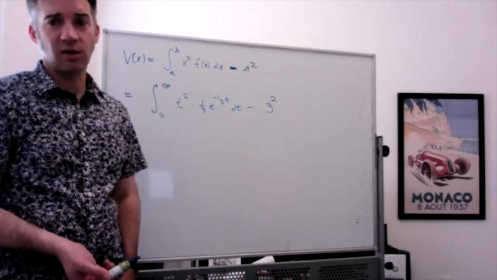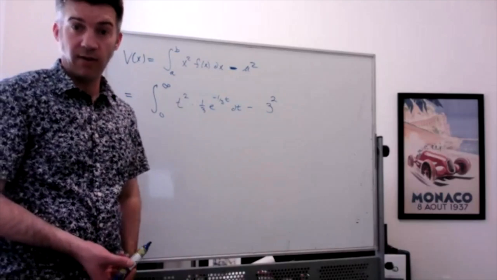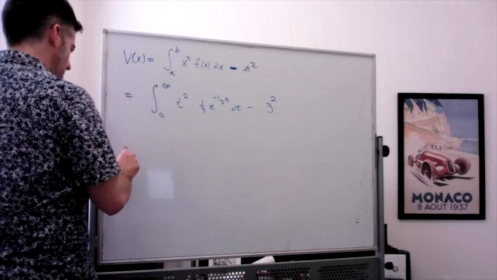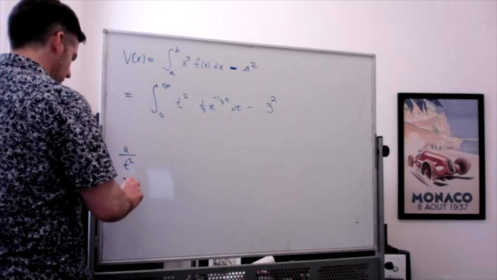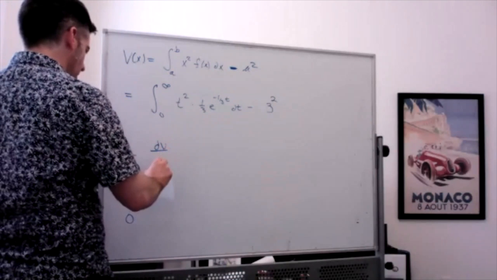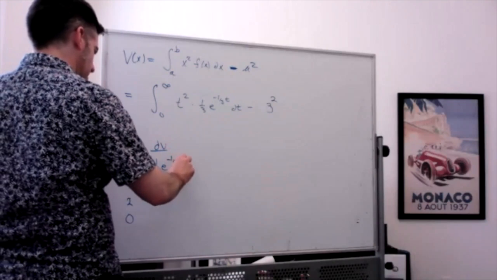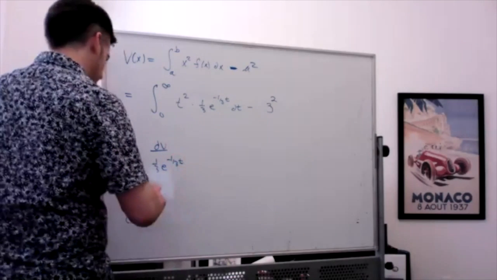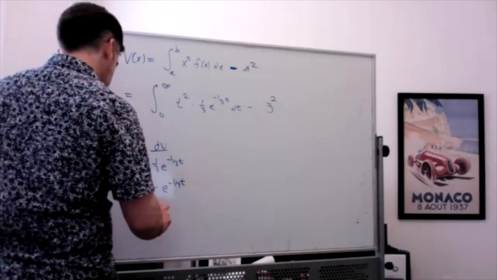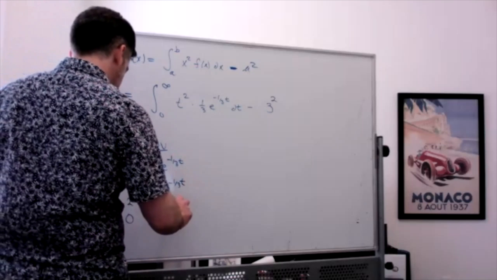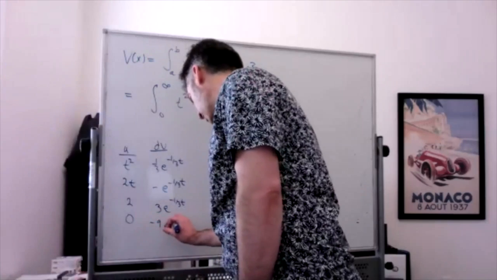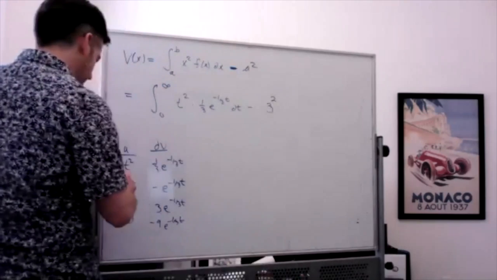I suppose we could do this one fairly quickly with a tabular method. So let's do the integral of this tabularly. My u is going to be t squared, and then the derivative is 2t, and then 2, and then 0. My dv is going to be 1/3 e to the negative 1/3 t. The antiderivative of that is going to be negative e to the negative 1/3 t. The antiderivative of that is going to be positive 3 e to the negative 1/3 t. And the antiderivative of that is going to be negative 9 e to the negative 1/3 t. And my rows kind of got a little bit crooked here.